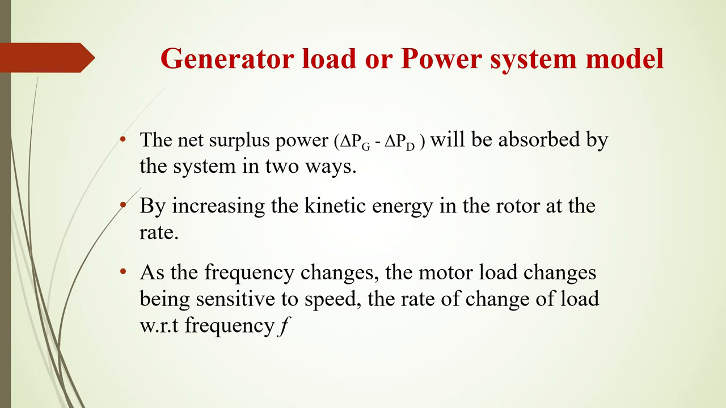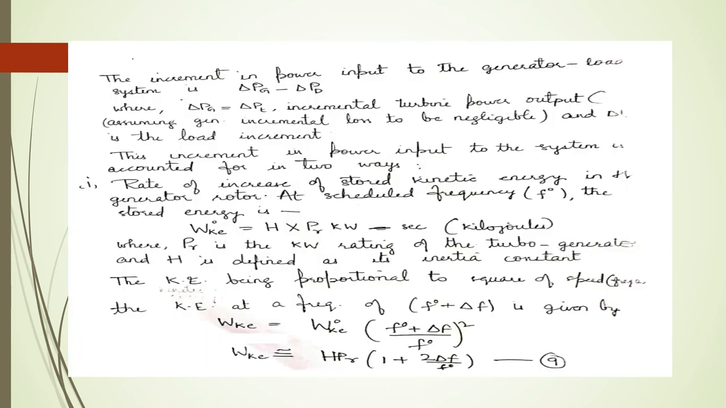First, by increasing the kinetic energy in the rotor at the rate, and the second is, as the frequency changes, the motor load changes, being sensitive to speed, the rate of change of load with respect to frequency. So the increment in power input to the system is accounted for in 2 ways: the rate of increase of stored kinetic energy, so that WKE naught is equal to H into PR kilowatt second. PR is nothing but the kilowatt rating of the turbo generator, and H is defined as its inertia constant.